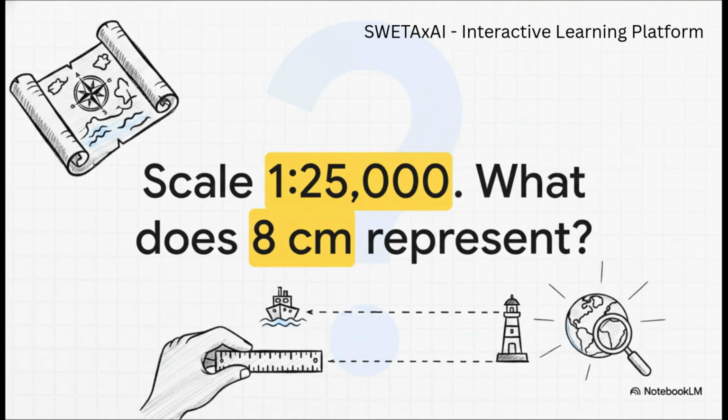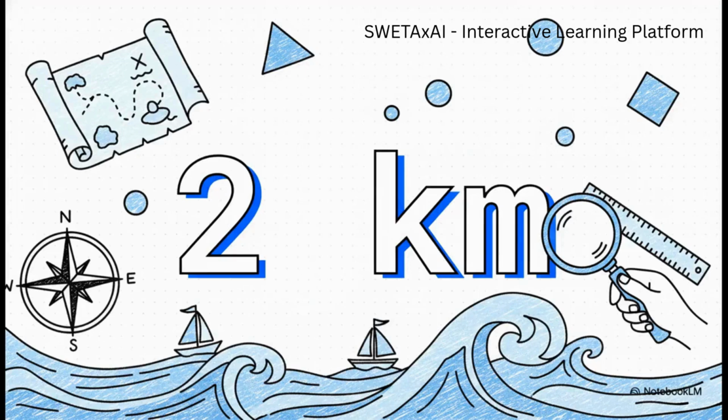So, let's put it to work. If we have a map with a scale of 1 to 25,000, and we take our ruler and measure exactly 8 centimeters between two ports on that map, how far does our ship actually have to travel in the real world? Well, first we multiply our map distance of 8 centimeters by our scale factor of 25,000. That gives us 200,000 centimeters.